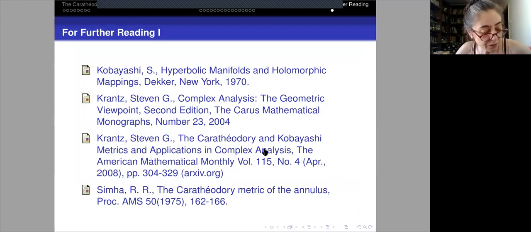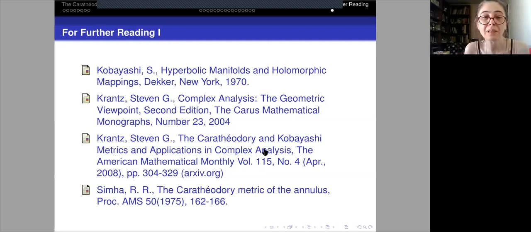As for references, the first reference is Kobayashi's Hyperbolic Manifolds and Holomorphic Mappings. It's an advanced textbook, but somehow it is classical, so I decided to include it here. If you know about complex manifolds and want to study hyperbolic manifolds, this is a good textbook. Now the second one is the book we are following, Krantz's Complex Analysis: The Geometric Viewpoint.